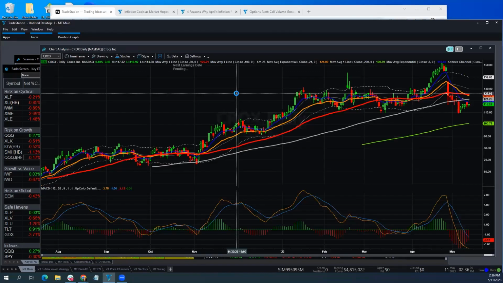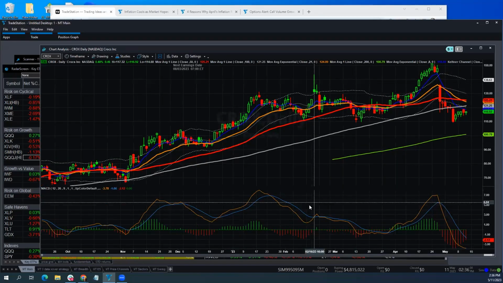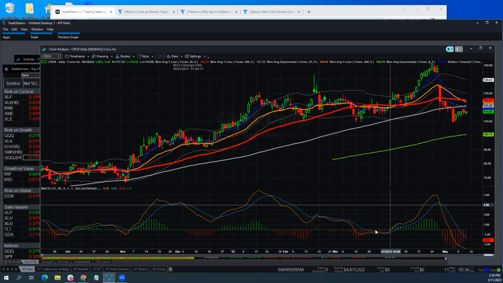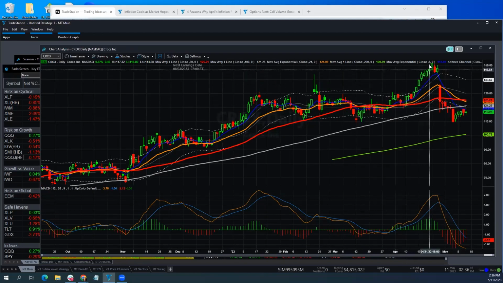We did an idea on this one, and there's a classic pattern. MACD was falling. It had a good earnings report. Gapped higher, comes down. Then MACD turns positive, and we basically did a TradingView idea on it somewhere around here. And I actually traded it myself.